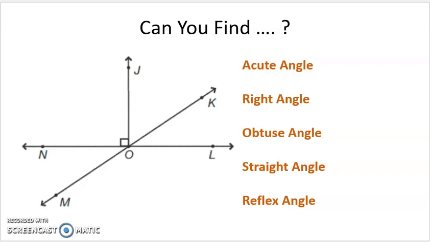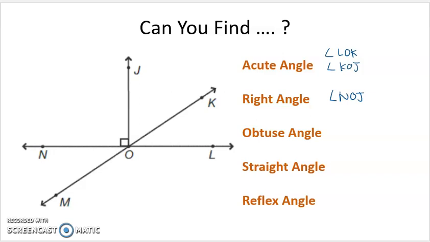So one acute angle would be angle LOK, because its measure is between 0 and 90 degrees. You could also say angle KOJ, and there are others. A right angle, denoted by the box, so we see that. So angle NOJ is a right angle.